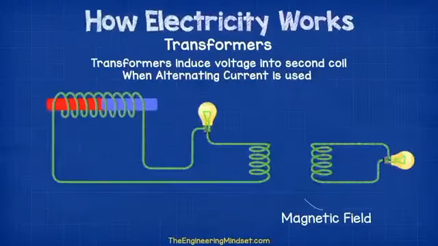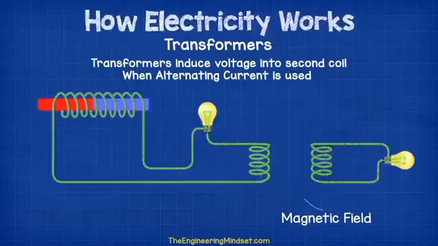Transformer. Now we can combine all of the aspects together that we've just covered, and when we do so we'll see that we can use one coil to generate electricity, and then we can place two other coils in very close proximity to each other but not touching, and this will create a transformer.